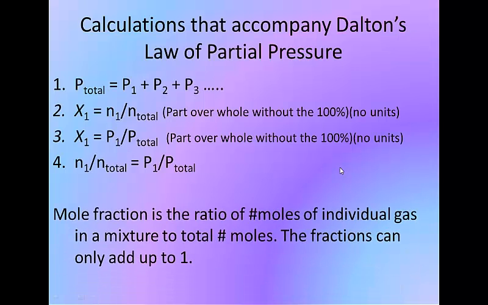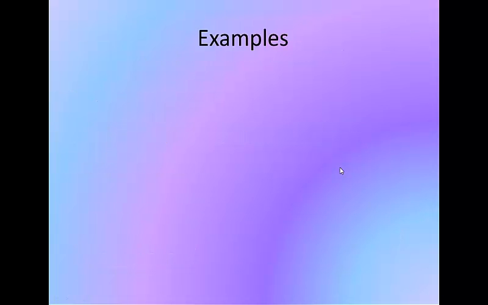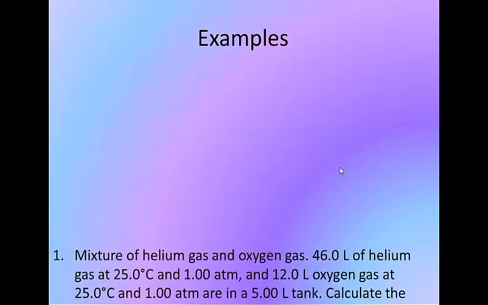Mole fraction is the ratio of number of moles of individual gas in a mixture to total number of moles. The mole fractions will add up to be 1 because of course it's in decimal form, not percentage form. So it can't add up to be 100 because 100% in decimal form is 1.00. Very logical.